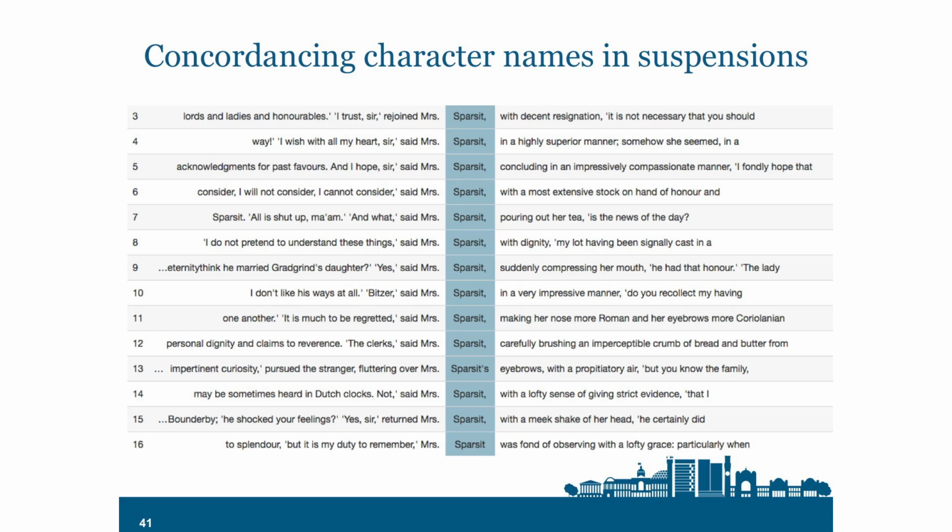Another thing that you can do is, once you've got these suspensions, you can actually run concordances for character names. So in Hard Times, you can run a concordance for Mrs. Sparsit. And then you can see that things she does is "rejoined Mrs. Sparsit with decent resignation," or "said Mrs. Sparsit in a highly superior manner," or "said Mrs. Sparsit with dignity," or "in an impressive manner," or "in a lofty sense."